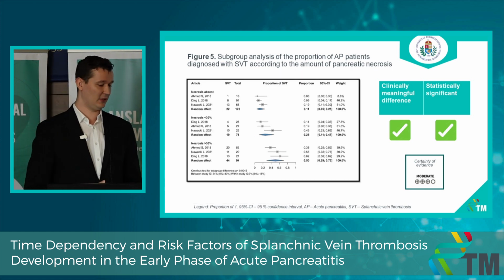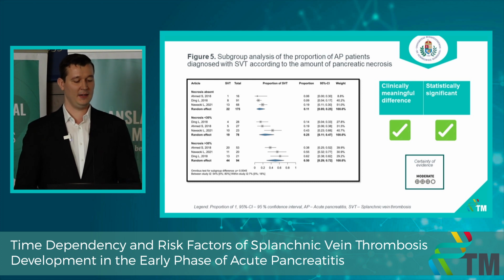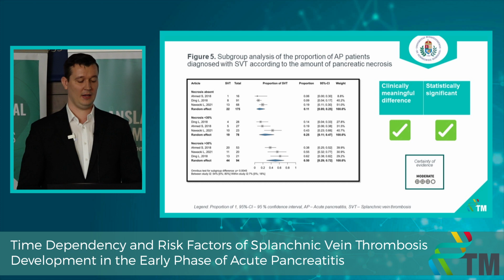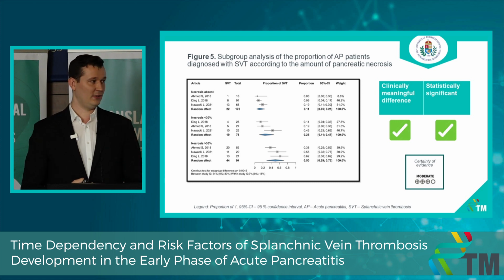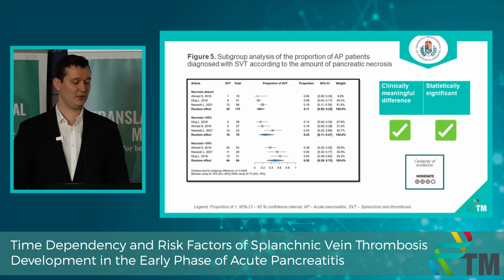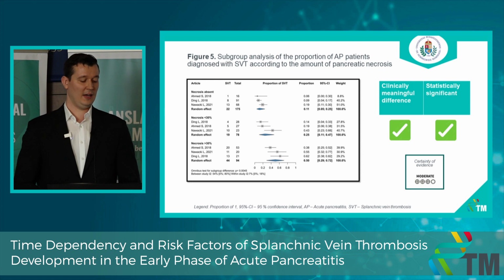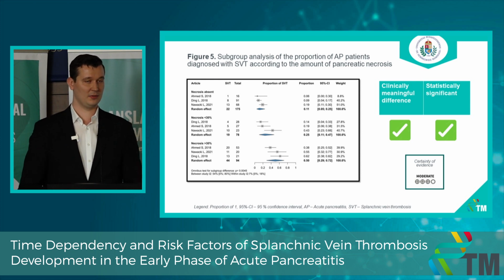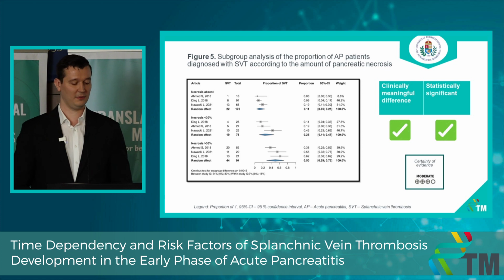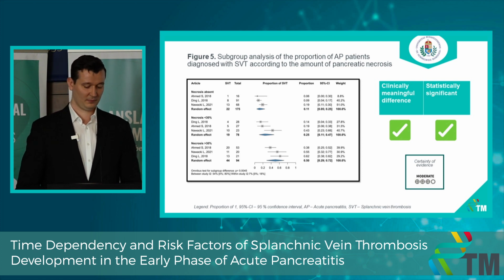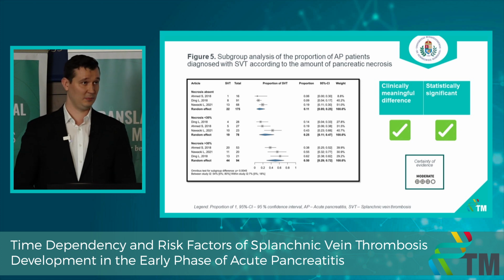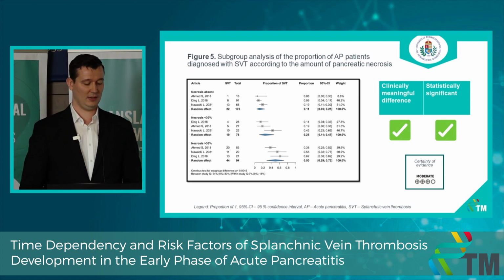On this fifth and last forest plot, you can see a subgroup analysis by the amount of pancreatic necrosis, and the subgroups are that there is no pancreatic necrosis, we have found an 11% SVT prevalence. Necrosis under 30%, we have found that a quarter of patients are affected. And in the last group, with necrosis above 30%, we have found that half of patients have SVT. This is also a statistically and clinically meaningful association, as these patients are at a higher risk.